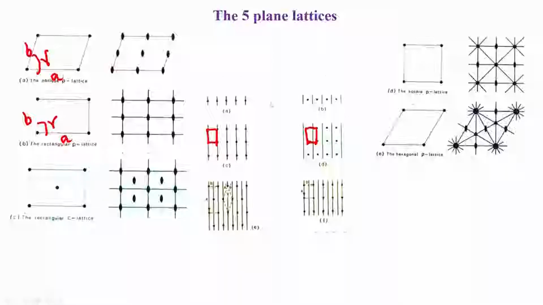Both of them represent the one dimensional lattice, and the corresponding 2D lattices are shown in C and D. Both C and D now represent a rectangular lattice, but this now is a primitive lattice because the total number of points add up to 1. So, the number of lattice points is 1, and therefore, we have a P lattice.